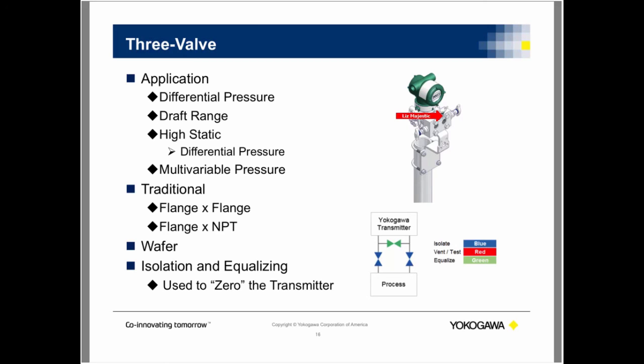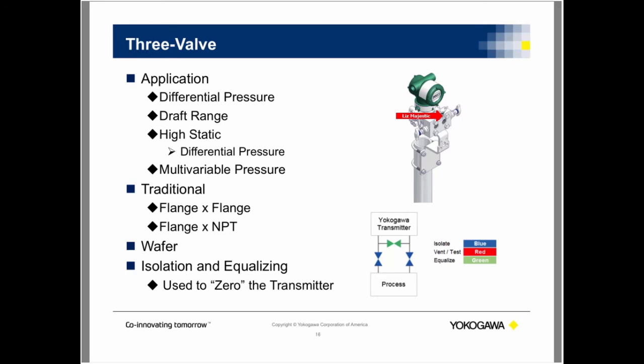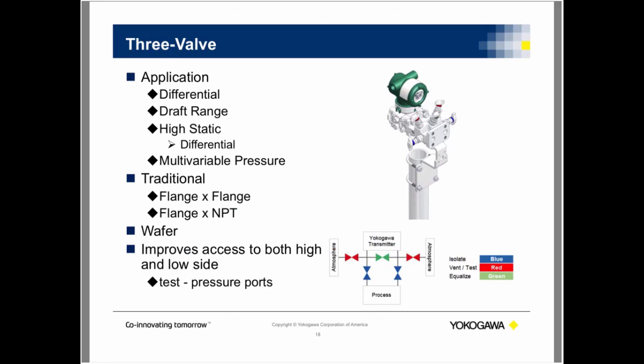Now we'll go to the next favorite manifold, which is the 5-valve. The 5-valve manifold has about the same thing as the 3-valve, and you can use it the same way. But the big difference is that on the 3-valve, you had to vent using the transmitter. On the 5-valve, you can vent using the manifold instead. So it's kind of good.